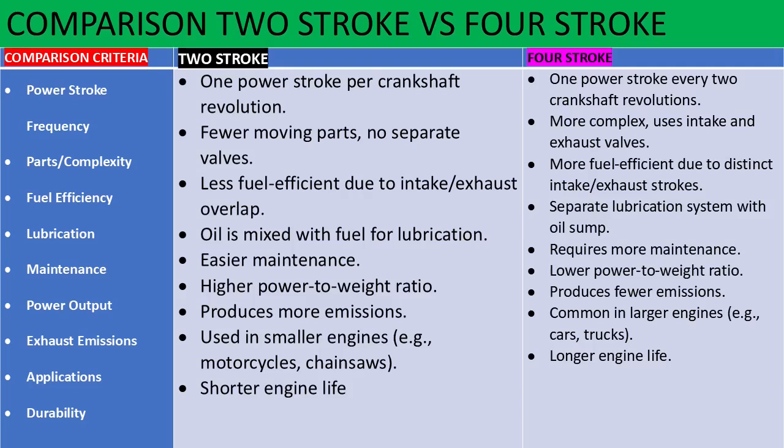A two-stroke engine produces more emissions due to incomplete burning of fuel, while a four-stroke engine produces fewer emissions due to total burning of fuel. A two-stroke engine has a shorter engine life, while a four-stroke engine has a longer engine life.